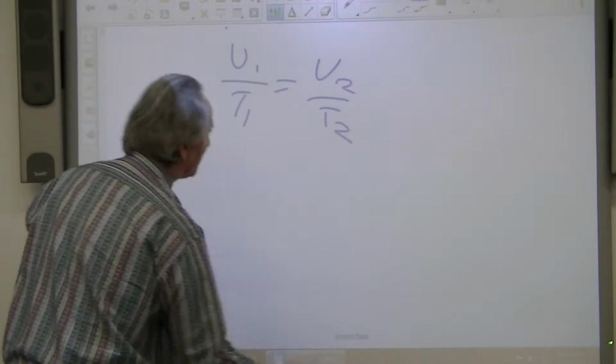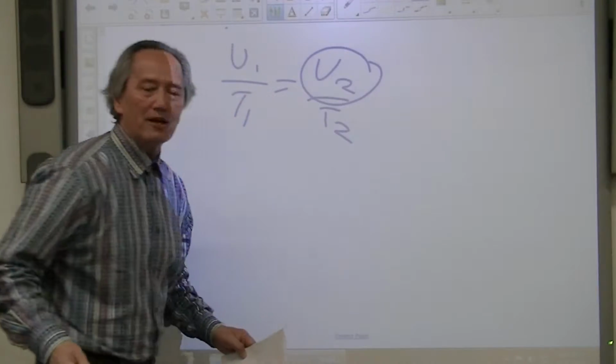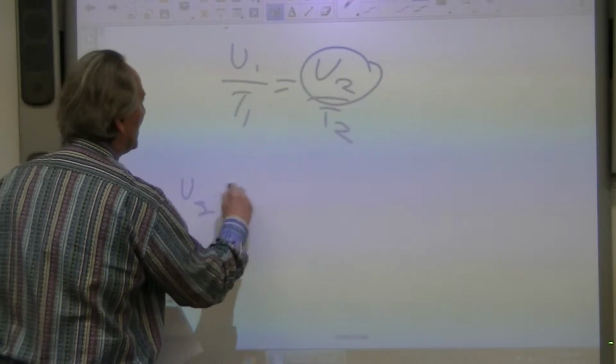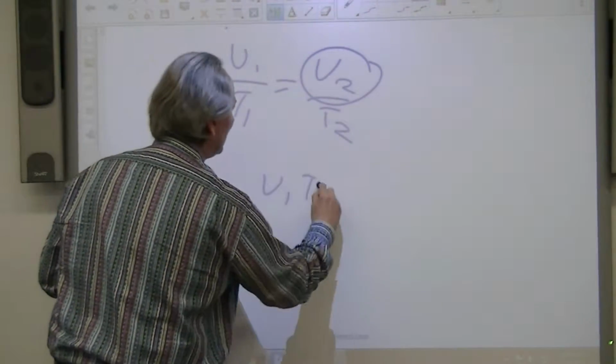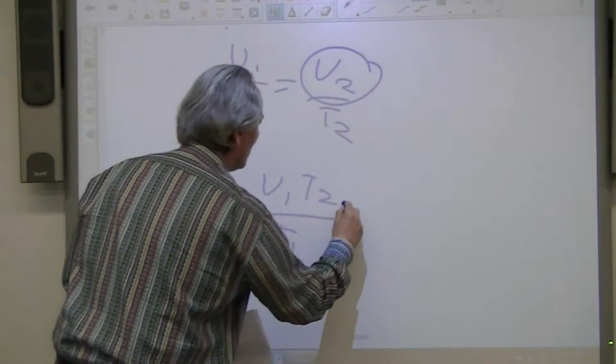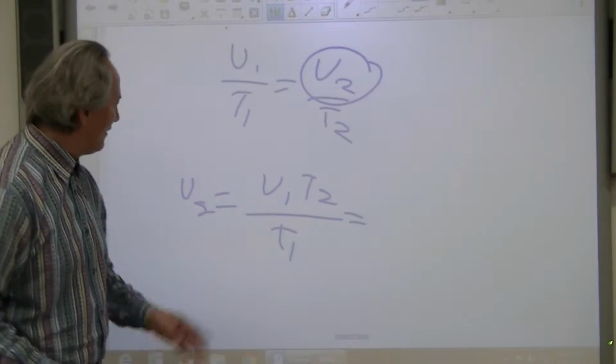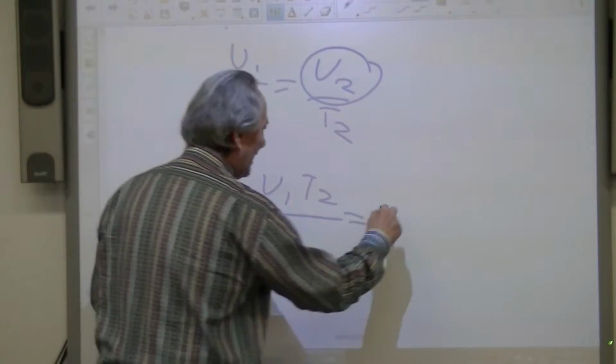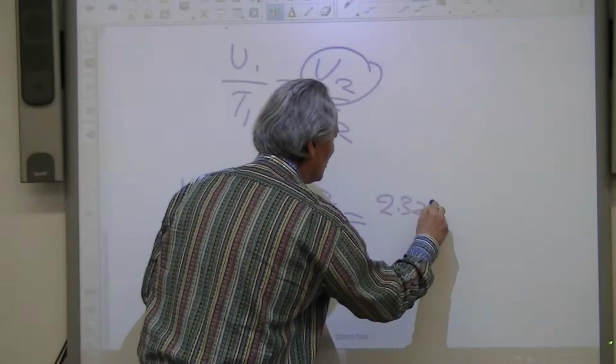Let's rearrange this. We are looking for V2, that's my unknown, so let's isolate V2 and rewrite this. Hence, V2 equals V1 T2 divided by T1. Now we can plug in the data that we've been given and solve for our V2. My V1 was given as 2.32 liter.